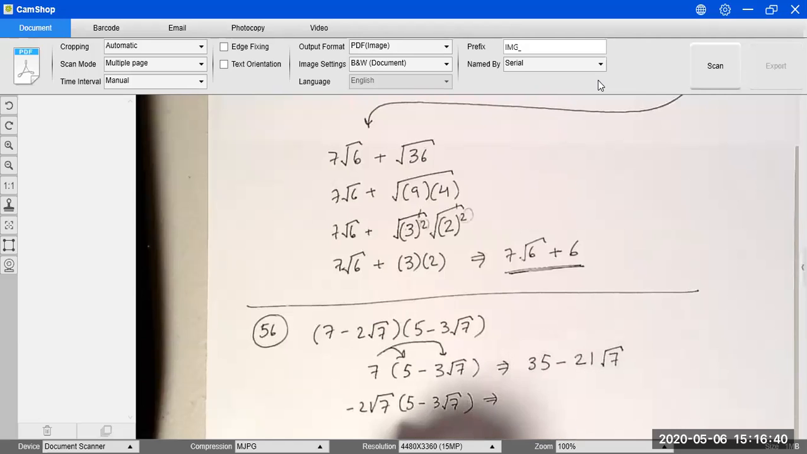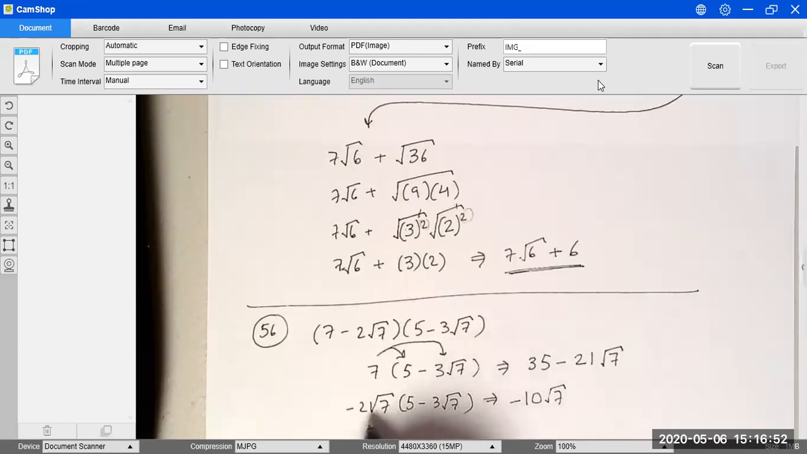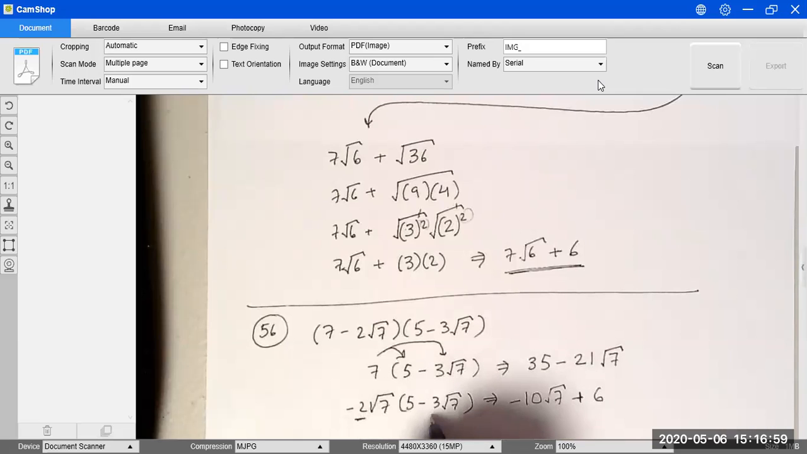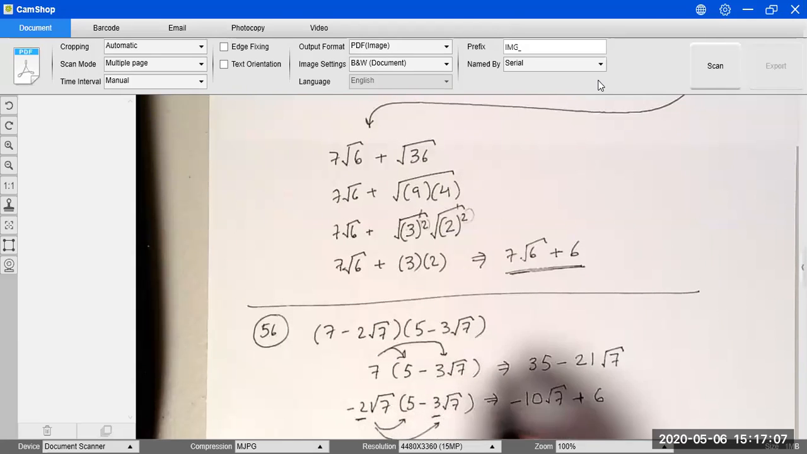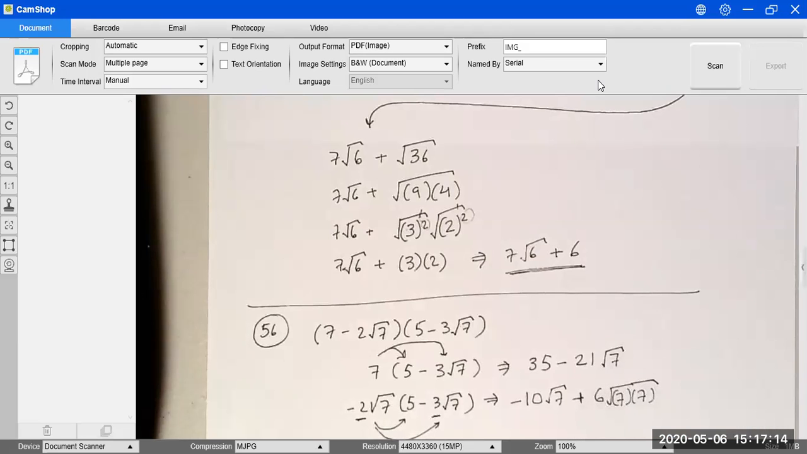Then you have here negative 2 is the coefficient and 5. So you get negative 10 and also the radical that usually goes after the coefficient. And finally you have negative 2 times negative 3 is going to be positive 6. So we are multiplying coefficients first, and then you multiply radicals. So you have radical 7 times radical 7. So it's like having 7 times 7 under the same radical.